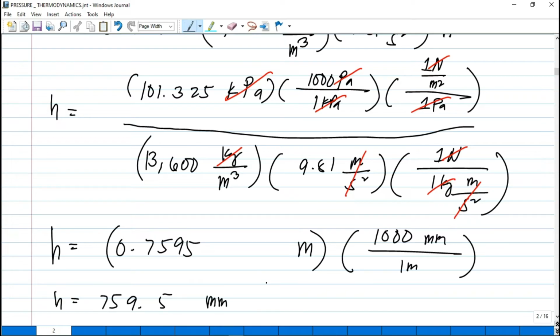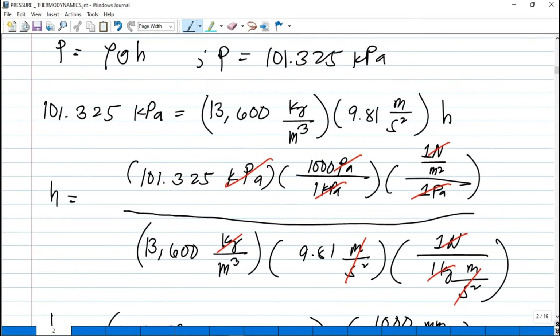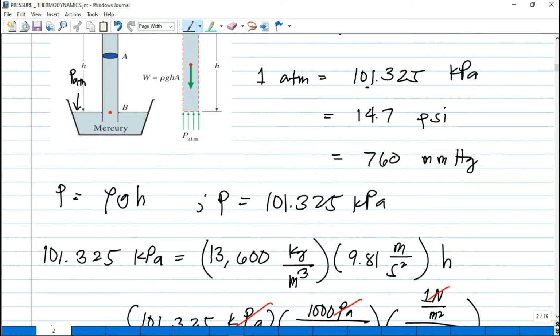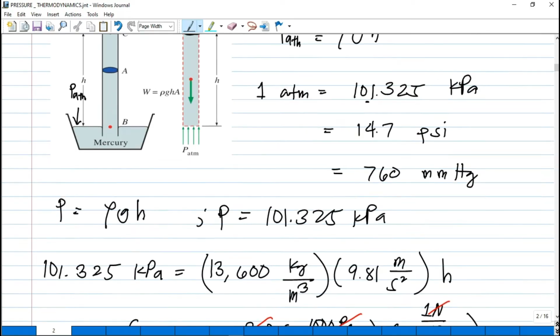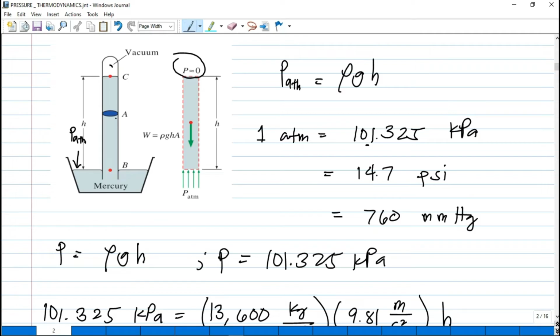Ibig sabihin, guys, na-prove natin na 760 ginagamit sa thermodynamics, approximately 760 millimeters. Okay, so round off natin yan. So therefore, at normal atmosphere at 101.325 kPa, that is 1 atm, yung rise of mercury inside the barometer is 760 millimeters. So that's how you convert those pressures.